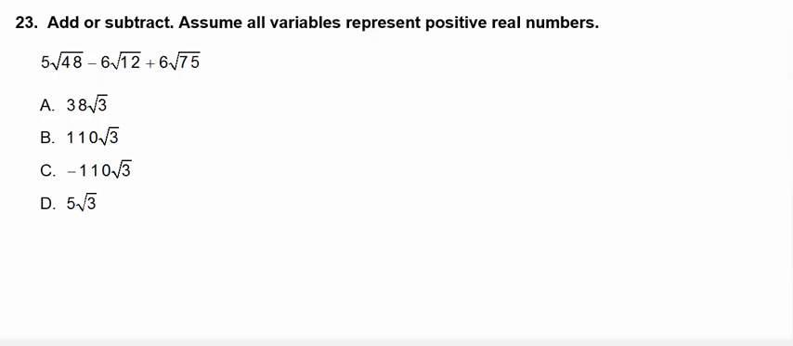Add or subtract. Assume all variables represent positive real numbers. 5 square roots of 48 minus 6 square roots of 12 plus 6 square roots of 75. Our first step is to simplify each term.